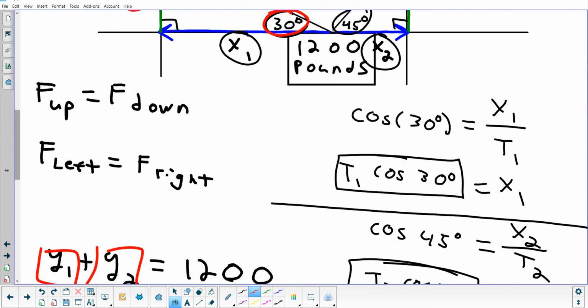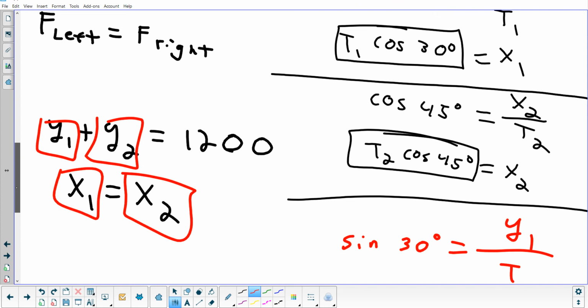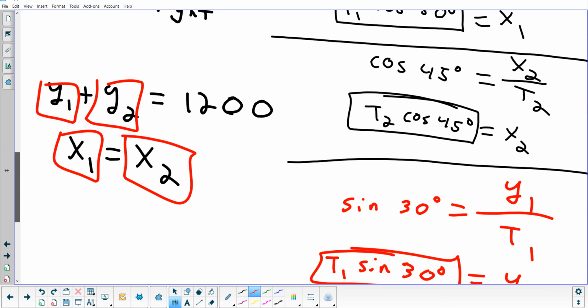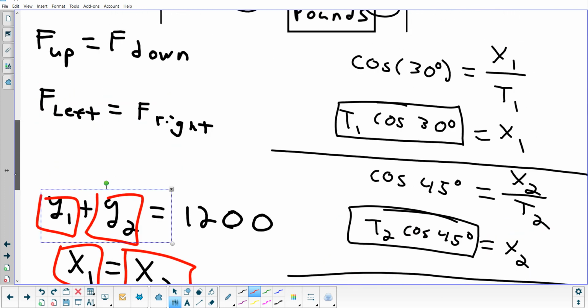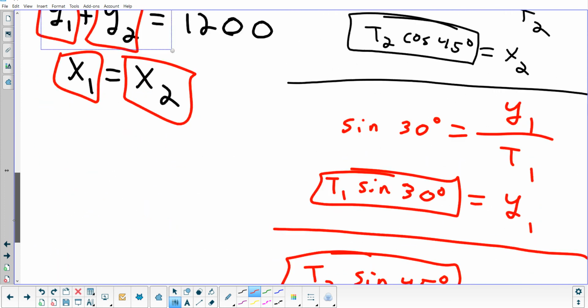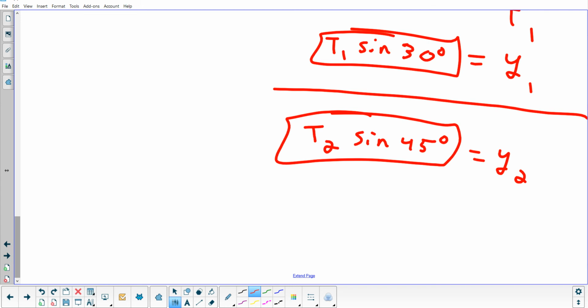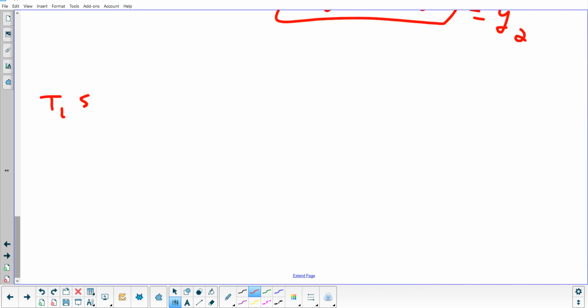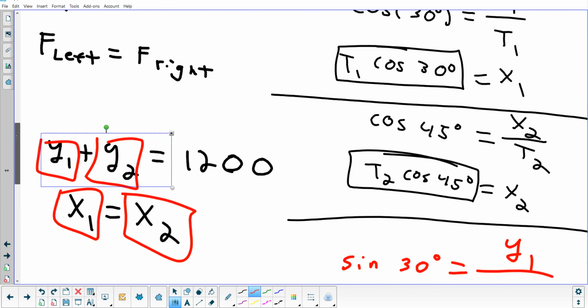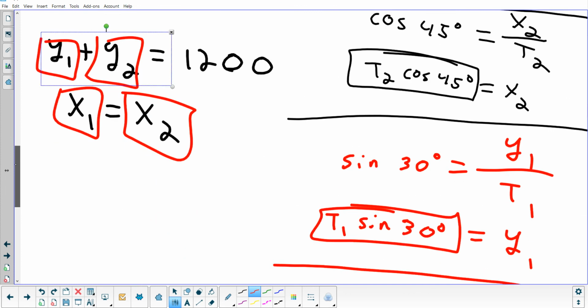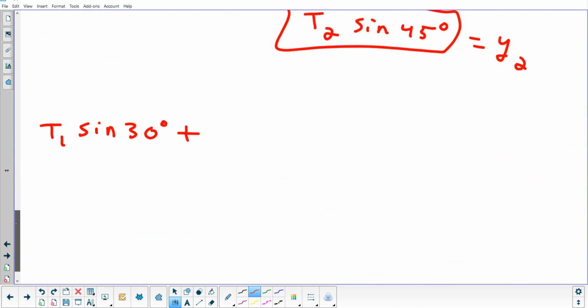This is the physics part right here, the black. The trig part is figuring out all 4 of these substitutions. And then the algebra part is solving the equations. All right, so let's start with y1. What's y1? T1 sine 30 plus y2. T2 sine 45.